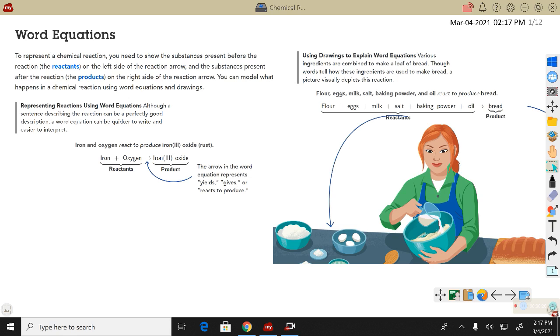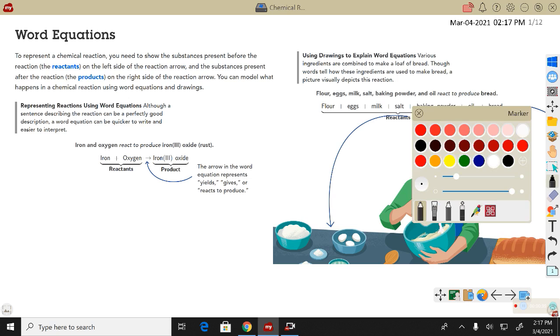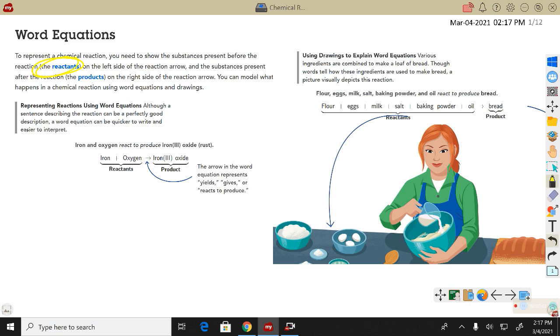The reactants are the initial substances that you start with, and you form products. The products are what you end with. So we're always going to have reactants and products. Let's see if I can highlight those. Reactants are what I start with. Products are what I end with.